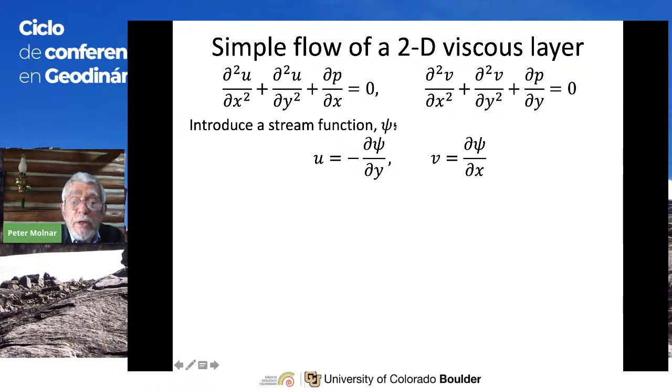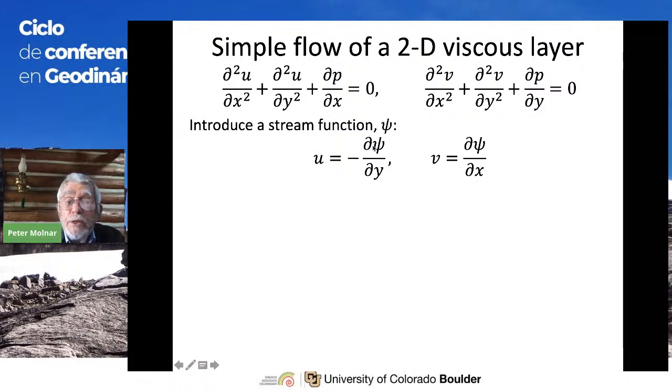The stream function defines lines along which the flow takes place. If the flow is steady state, then the flow is parallel to a constant value of the stream function. And this is written where the u component is minus the y gradient of the stream function, and the v component is plus the x gradient of the stream function.